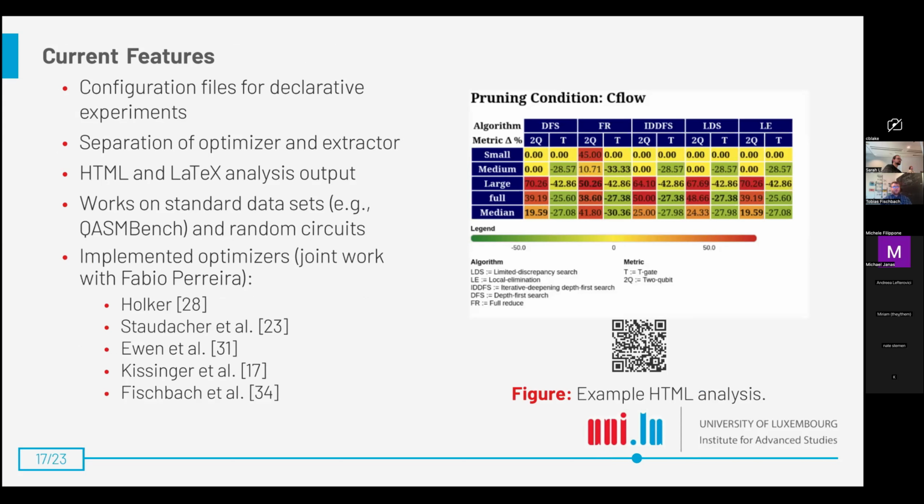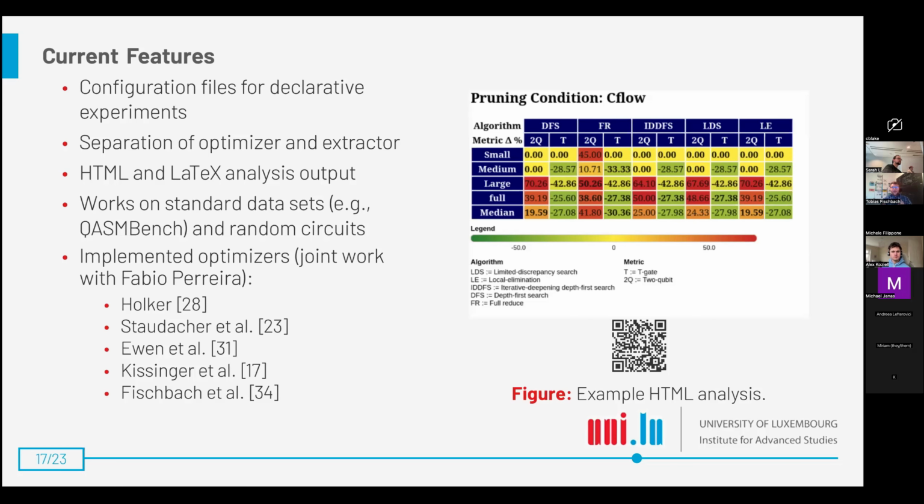Right now we have JSON files to configure experiments, and the JSON files are such that they are actually mimicking the Python API. So basically, if you add optimizer parameters, they are just kwargs that are passed into the optimization function. Of course, you have LaTeX output, but you also have HTML output.